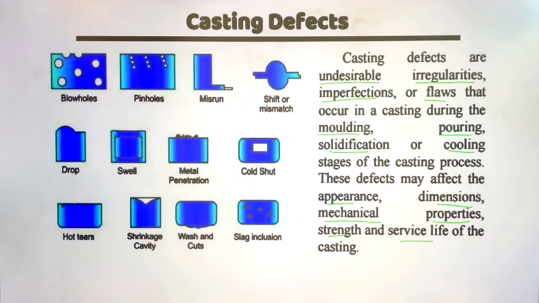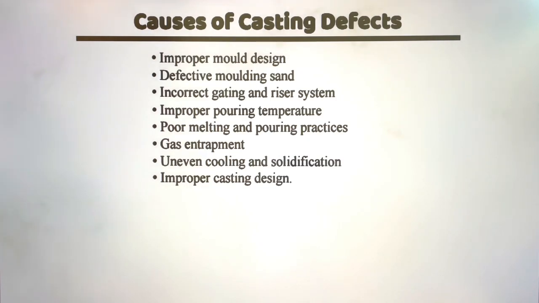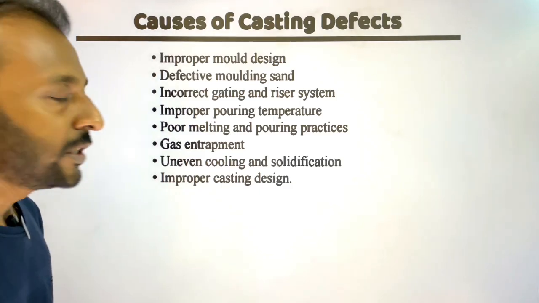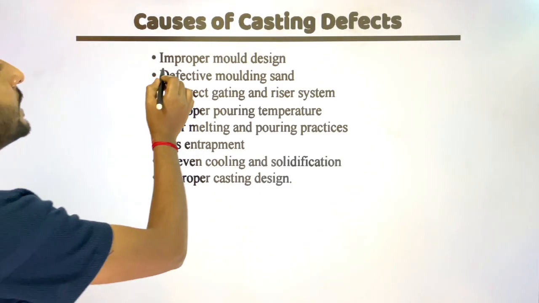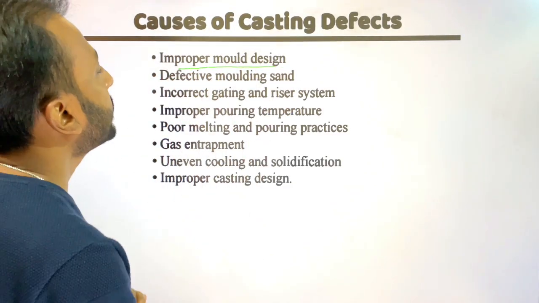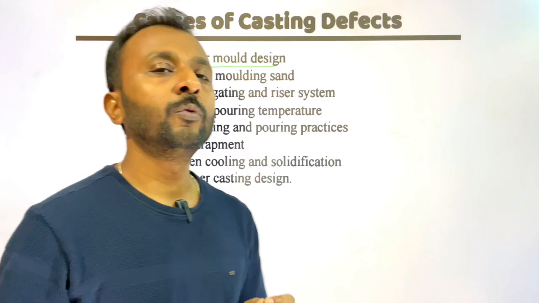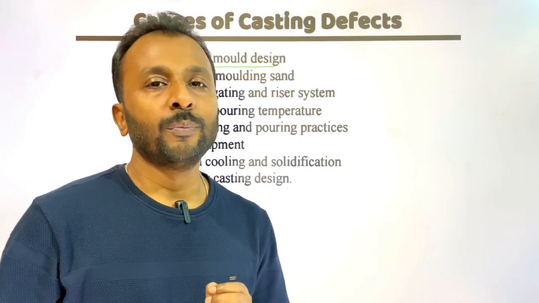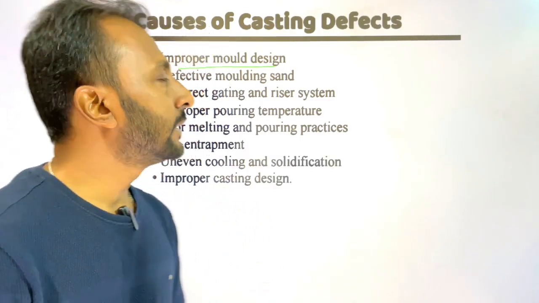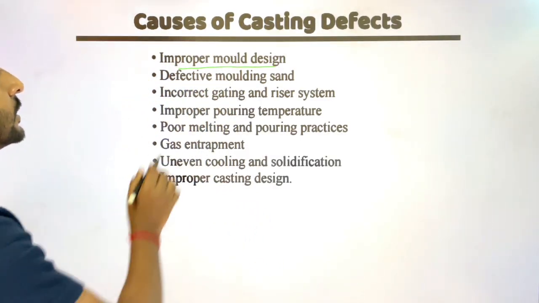So in this figure we can see some casting defects. Let's now see why these casting defects occur. That is the causes of casting defects. The first cause is the improper molding design. So if we do the design of the mold in an improper way, then the casting defects may occur.